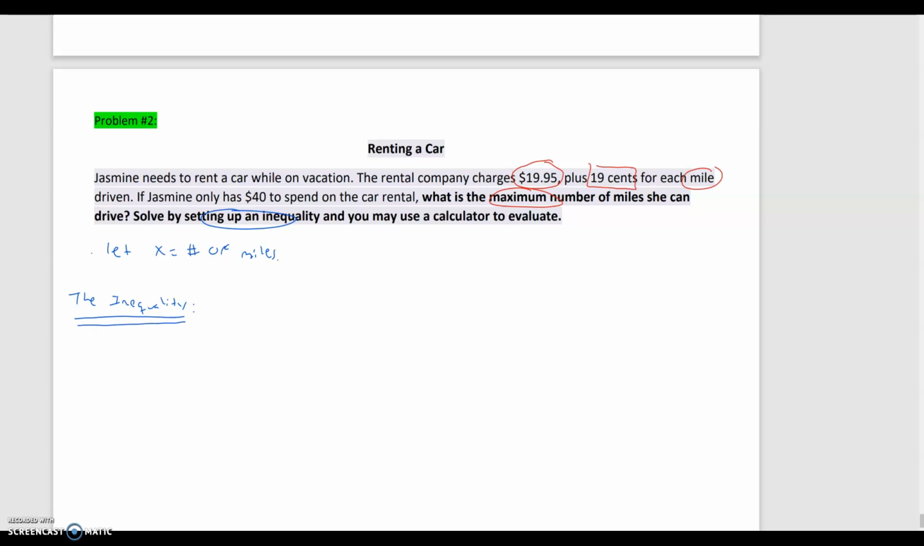Okay, so the car rental charges $19.95, plus 19 cents, so technically 0.19x per mile that they drive, and they only have $40. Not sure when this problem was set up, but this is a very good deal. So the total cost of the rental fees has to be less than or equal to the value of 40.